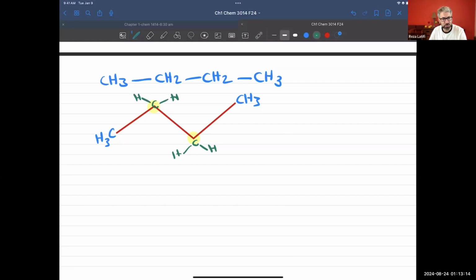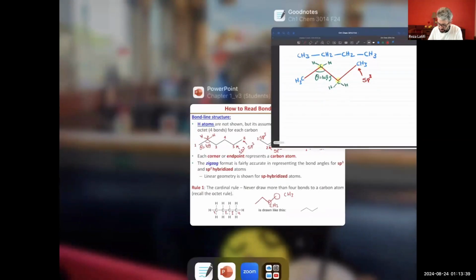Okay, each carbon technically has 4 sigma bonds, so it will be tetrahedral. The bond angle will be 109.5. Again, each carbon has 4 sigma bonds, so the hybridization for any carbon is going to be sp3. Okay, cool.